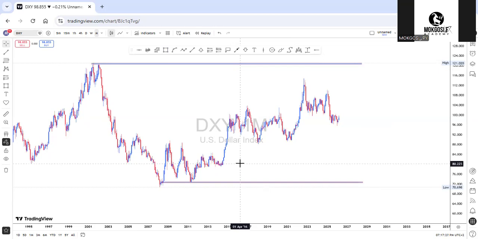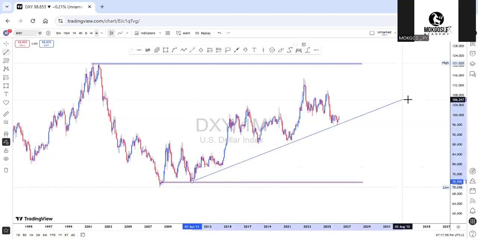H4 is mainly used for continuation patterns and reversals. On H1, there are some other patterns that cannot be seen on H4. H1 is mainly used for the entry point. And then the 15-minute must be aligned with H1. So let's continue.